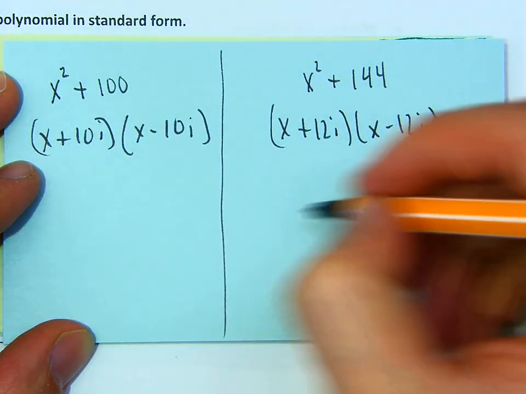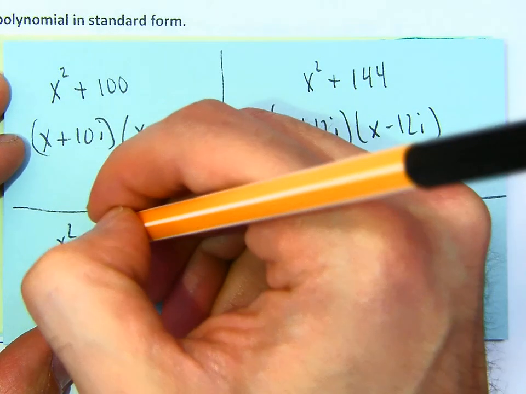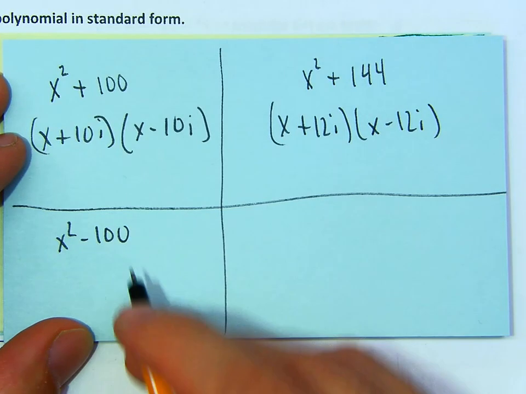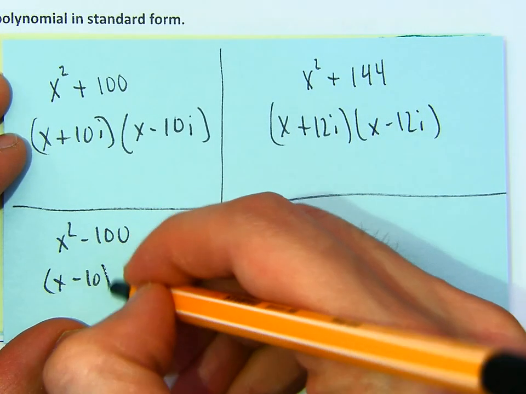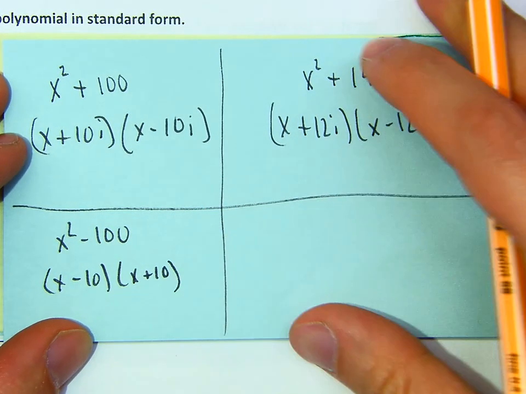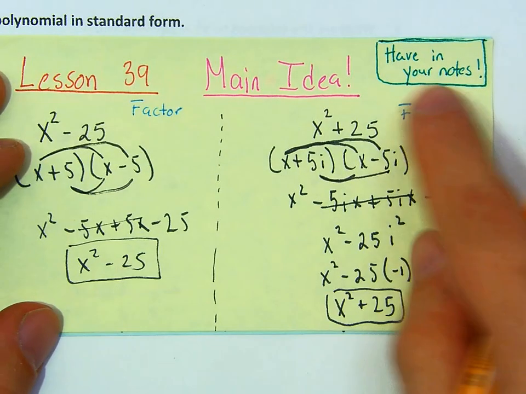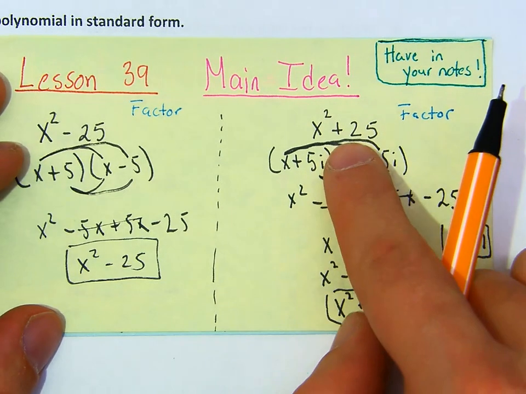Okie dokie. But remember, if I had something like x squared minus 100, then this is normal behavior, just x minus 10, x plus 10. So that's the big idea for this lesson. How do you use i to factor something like this?